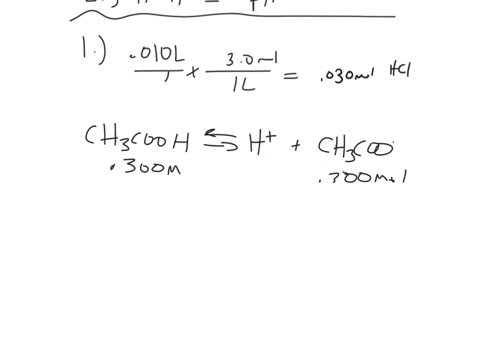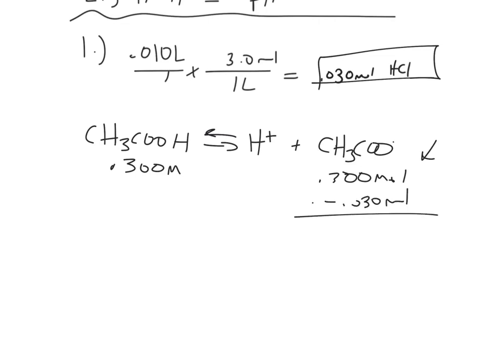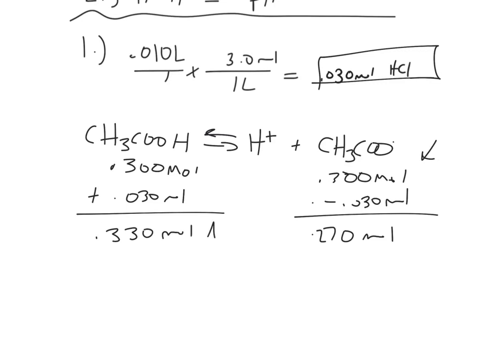You want to get these into moles when you're doing the stoichiometry. You don't want to deal with molarity, you want to deal with moles. Because stoichiometrically speaking, this many moles of the HCl is going to react with the base, so it's going to take away or subtract 0.030 moles of your base. It's going to use up some of that. So my final moles of base are 0.270 moles, and every mole of base that gets used up creates that many moles of acid on the other side, and so 0.330 moles of the acid and 0.270 moles of the conjugate base.